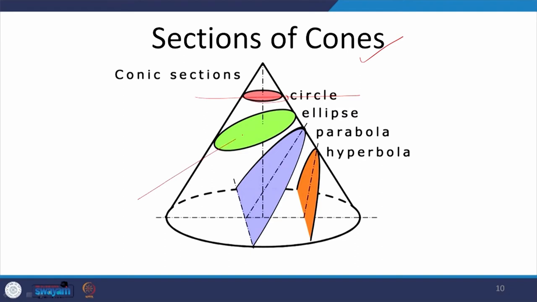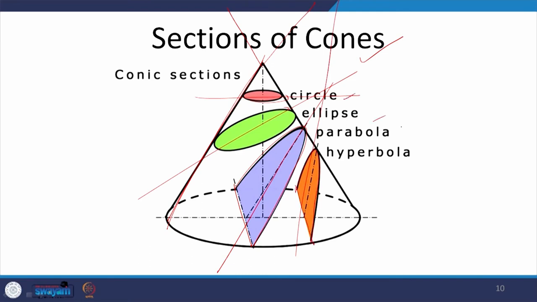If it is inclined in such a manner that it is not cutting its base, we will always get an ellipse. If it cuts in such a manner that the plane is parallel to its generator, we will get a parabola. So, this is the parabola. And in case we cut it in such a manner that the inverted cone is also being cut by the same plane, in that case the shape that we are going to get is a hyperbola.